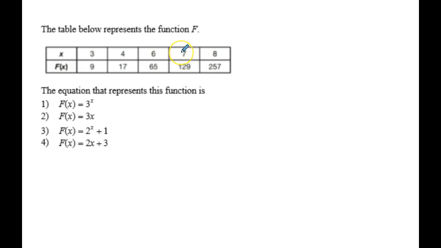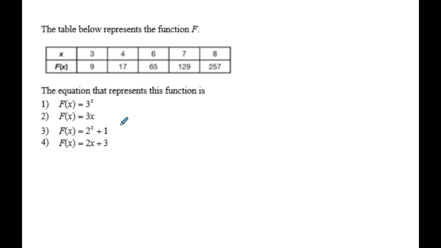When I go from 6 to 7, which is a change of 1, just like 3 to 4 was, notice to go from 65 to 129, that is not a change of 8. So over the same interval, I do not have the same difference, so this cannot be a linear function. This cannot be option 2. This cannot be option 4. So I'm either going to be option 1 or option 3, which implies that this is going to be some sort of exponential graph. So what can we do?